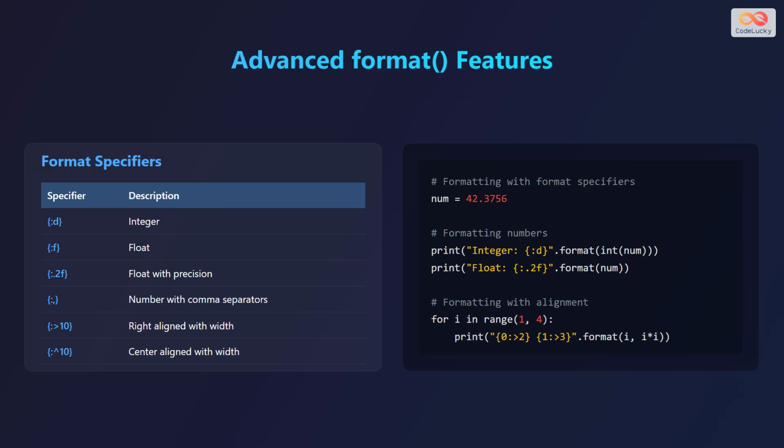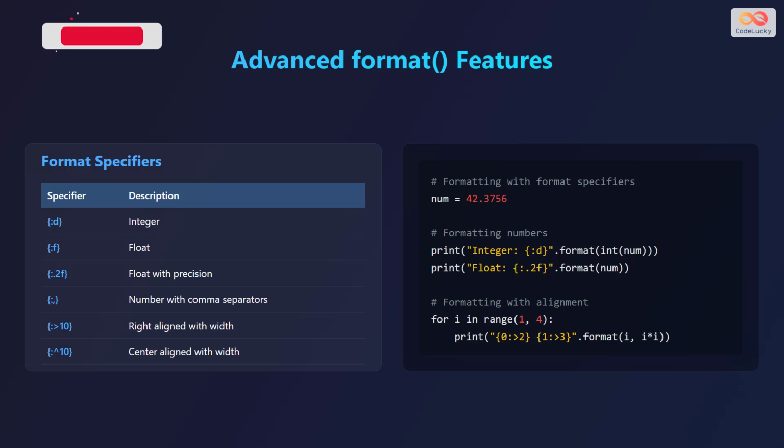The specifier :d is used for integers. :f is used for floating point numbers. :.2f formats a floating point number with 2 decimal places. :, adds comma separators to numbers for improved readability. :>10 right aligns the output within a width of 10 characters. :^10 centers the output within a width of 10 characters.